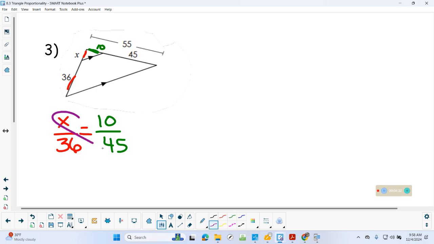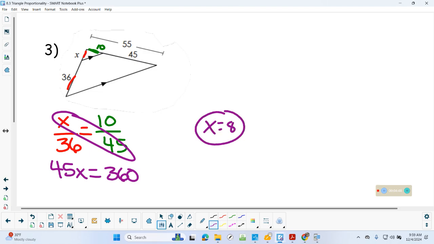Okay, x times 45, 36 times 10. What is your answer for x? Got it. So, can we handle getting that green 10? That's one of the tricks of today. Like some easy math.